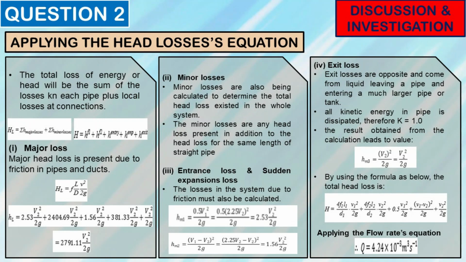Exit losses are the opposite and come from liquid leaving a pipe and entering a much larger pipe or tank. All kinetic energy in the pipe is dissipated. Therefore, K equals 1.0. The result from the calculation leads to the value. By using the formula below, the total head loss is the same as shown on the slide. Apply the flow rate equation: Q equals 4.24 times 10 to the negative 3 meter cubed per second. Thank you.